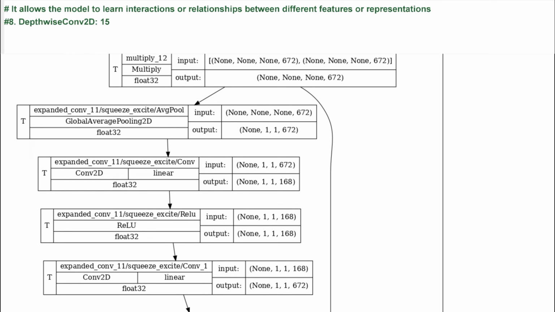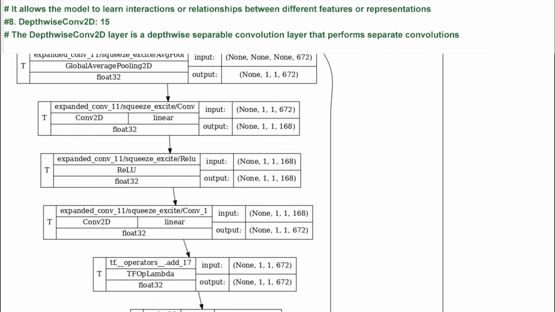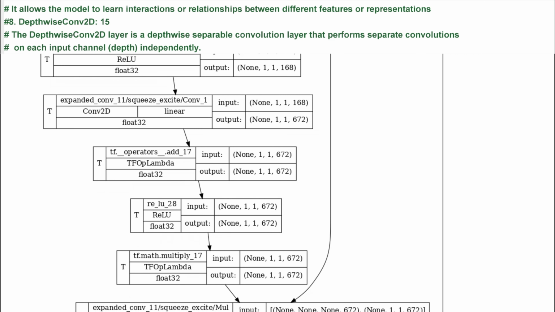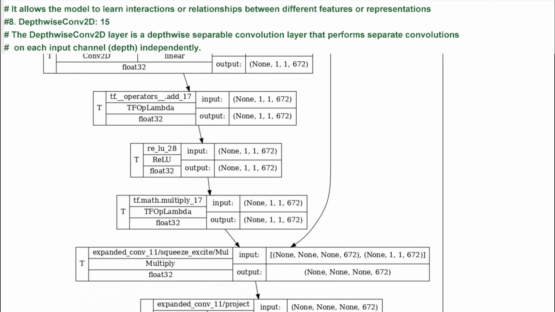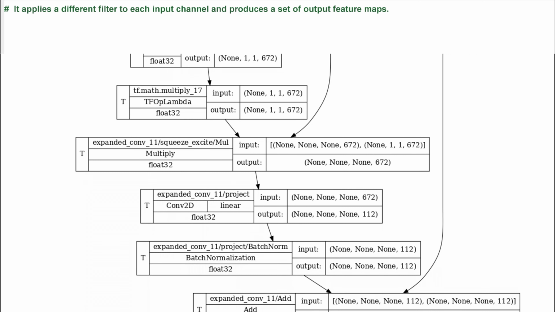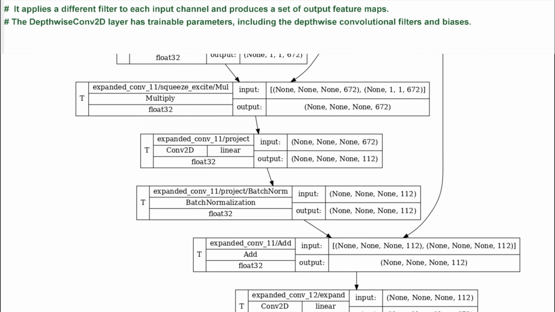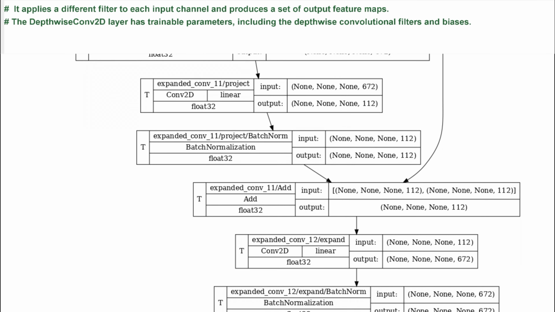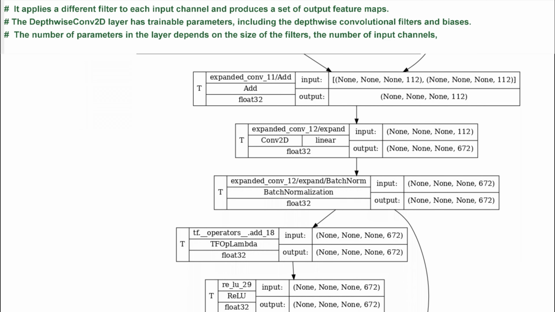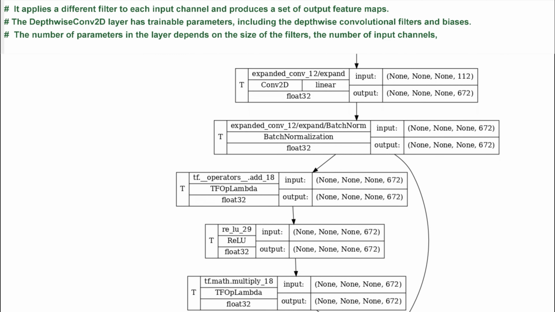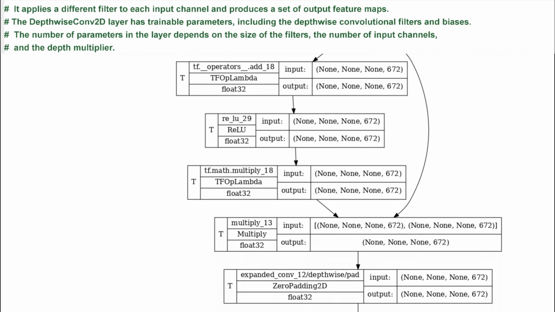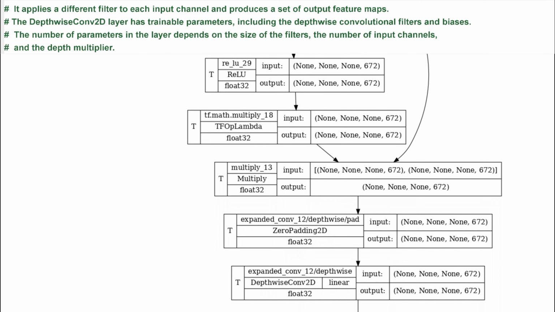8. Depthwise Conv 2D, 15. The depthwise Conv 2D layer is a depthwise separable convolution layer that performs separate convolutions on each input channel, depth, independently. It applies a different filter to each input channel and produces a set of output feature maps. The depthwise Conv 2D layer has trainable parameters, including the depthwise convolutional filters and biases. The number of parameters in the layer depends on the size of the filters, the number of input channels, and the depth multiplier.